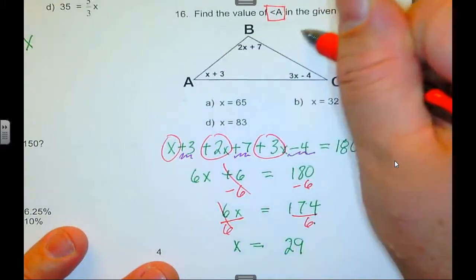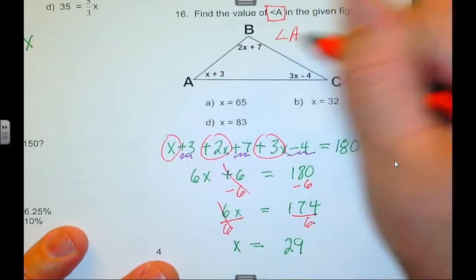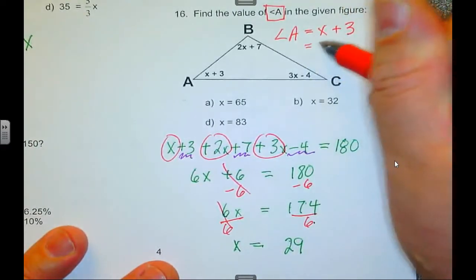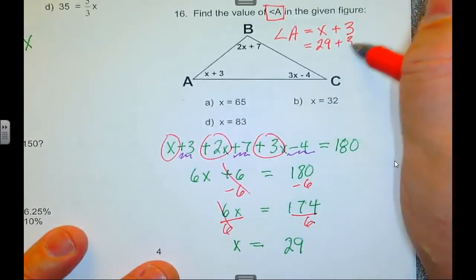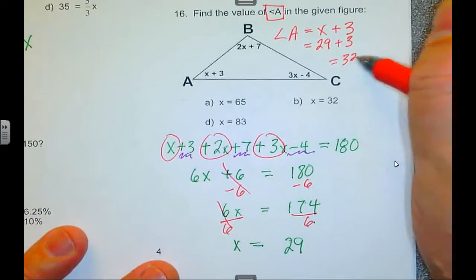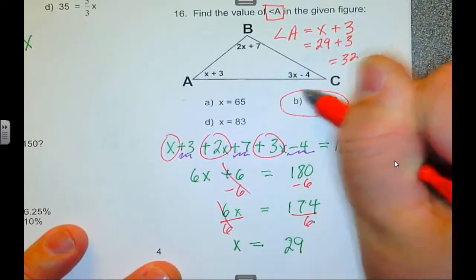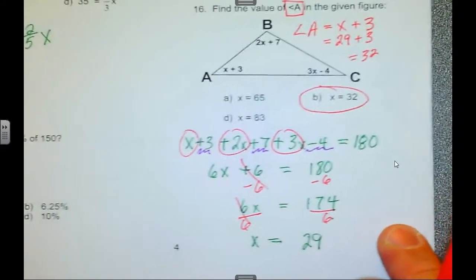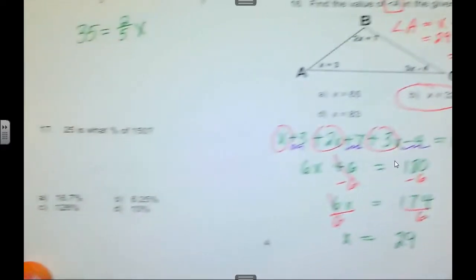So A is x plus 3. x is 29. It would equal 32, which is B.